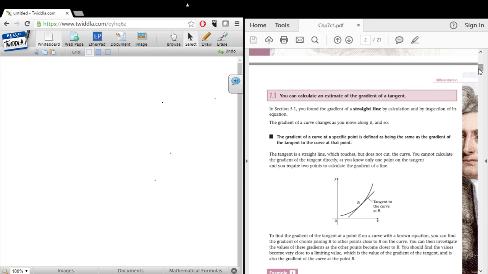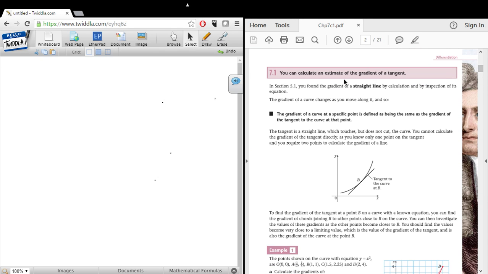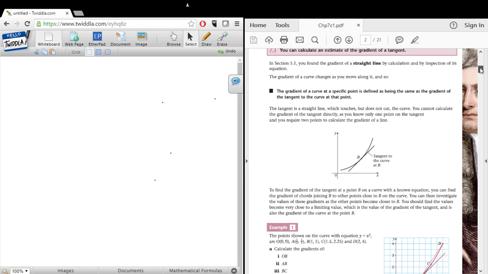You can calculate an estimate of the gradient of a tangent. In section 5.1, you found the gradient of a straight line by calculation and by inspection of its equation. The gradient of a curve changes as you move along it, and so the gradient of a curve at a specific point is defined as being the same as the gradient of the tangent to the curve at that point. The tangent is a straight line which touches but does not cut the curve. You cannot calculate the gradient of the tangent directly, as you know only one point on the tangent and you require 2 points to calculate the gradient of a line. So very simple stuff. This is a tangent to the curve. It touches the curve at one point, and that is B.